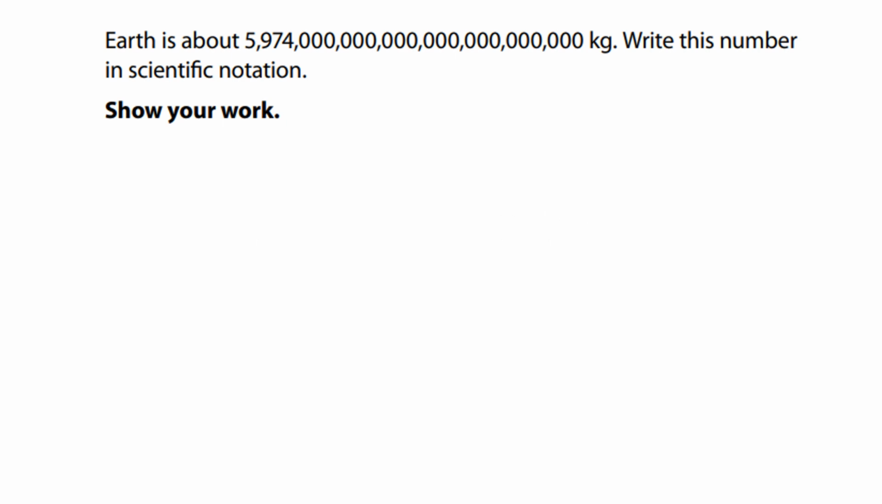For this problem, it says Earth is about that large, and we want to write this number in scientific notation. When writing numbers in scientific notation, we start with our decimal point, and with a whole number, it starts here at the back. We want to move it until it is behind the first number, which is a 5. So to do that, we have to move the decimal 24 times.